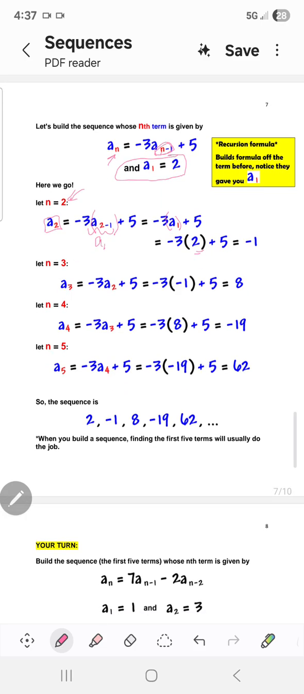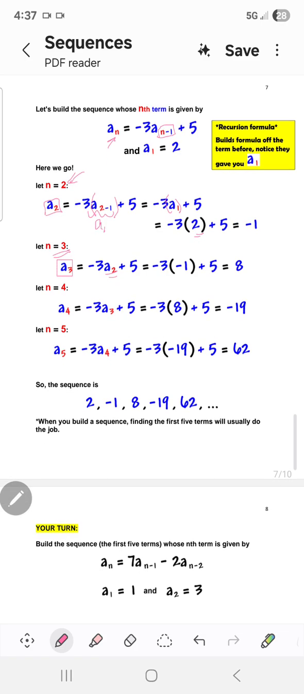Now I want the next term. Well, the next term is the third term. Again, I have to find the term before, right? Negative 3 a sub n minus 1. That's 3 minus 1. That's the second term. So when you're working with recursion formulas, you've got to be really careful, because if you mess up on one term, the rest of them will follow, because you're using the term before.